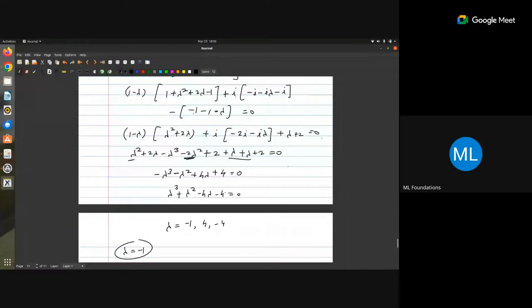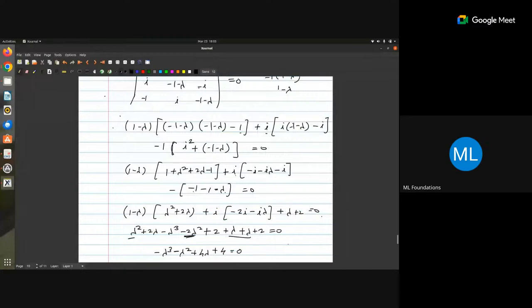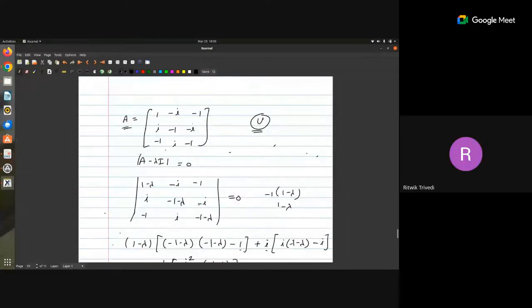Or is it okay if I tell you the procedure, how to proceed? So just tell the procedure. Actually, you'll get three eigenvectors here, right? Corresponding, because we have three different eigenvalues. You get the three eigenvectors, and that will form your matrix U.